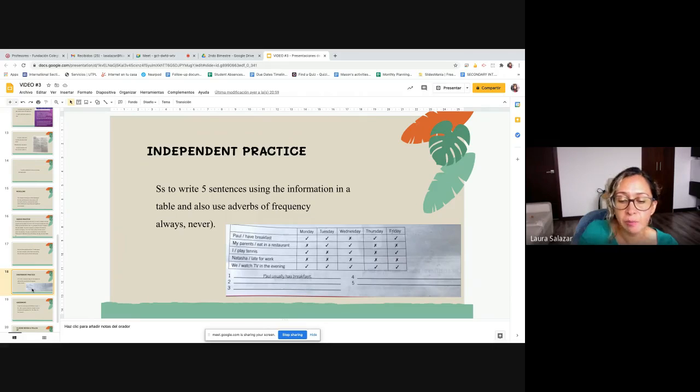For the independent practice, students write 5 sentences using the information in a table and also use adverbs of frequency like always and never. Here is a table that they are going to use for writing the 5 sentences using this information. So here they need to write the 5 sentences. Again, they have the first sentence done for them, so it's an example of how they need to do it. Paul usually has breakfast. Okay.